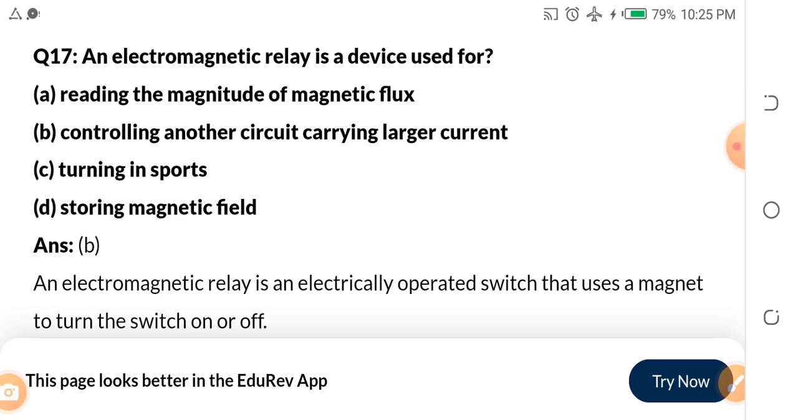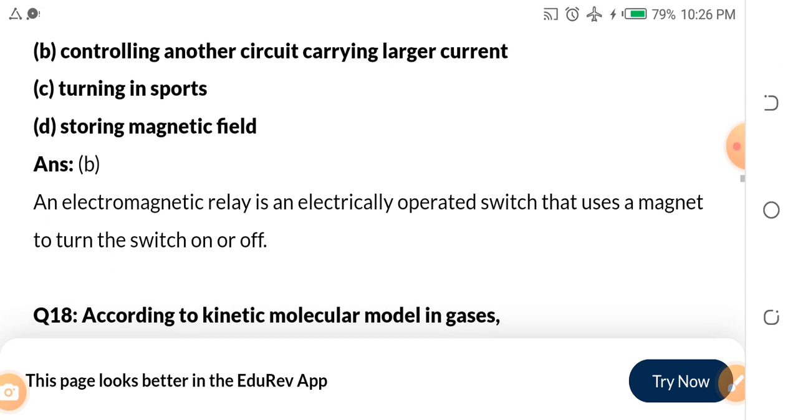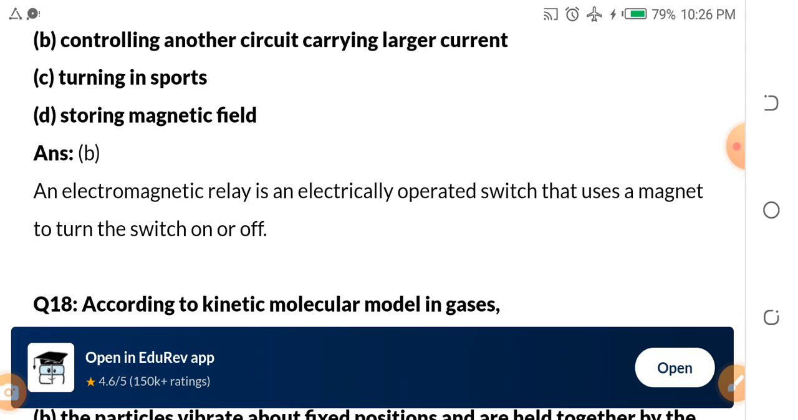An electromagnetic relay is actually used for controlling another circuit carrying larger current. An electromagnetic relay is an electrically operated switch that uses a magnet to turn the switch on or off.